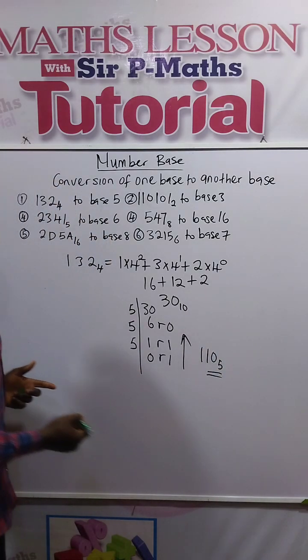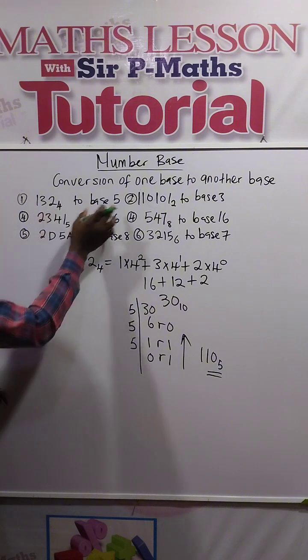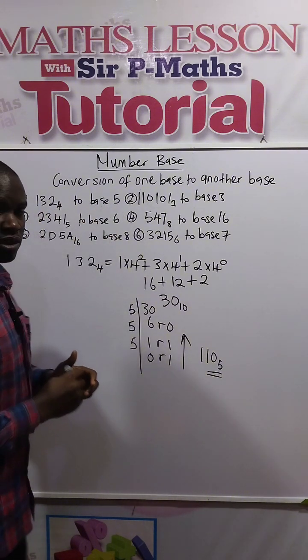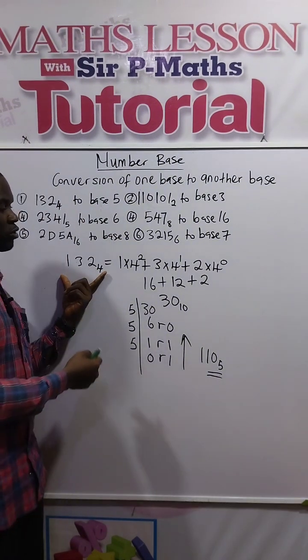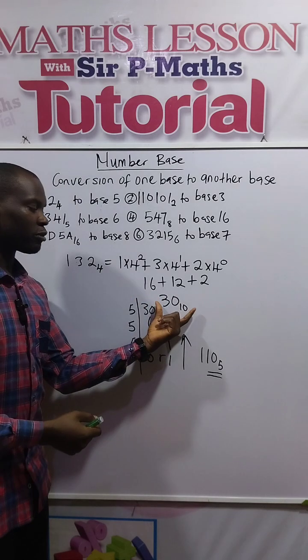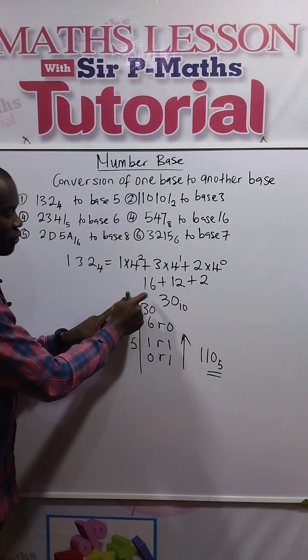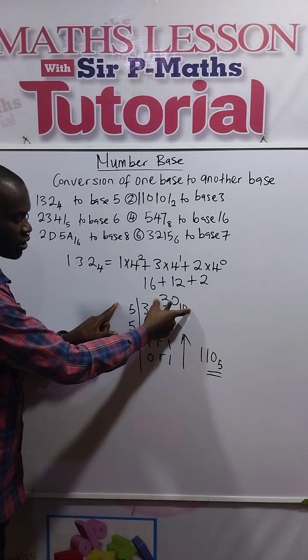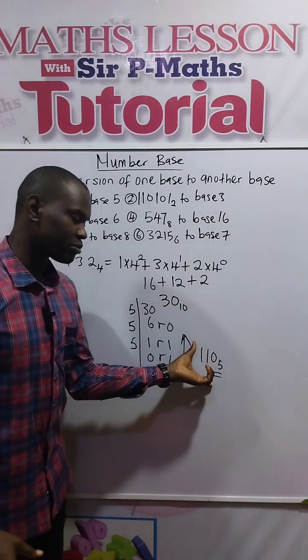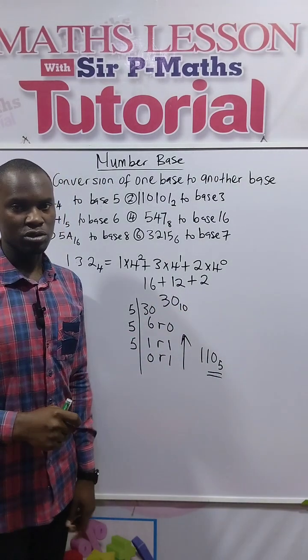So we've succeeded converting a base 4 number to a base 5 number. So look at the process again. Convert that given number to a base 10 number first. Then use the base you are converting to, to divide the number you have converted to base 10. Then you obtain the number in base 5. Let's solve question number 2.